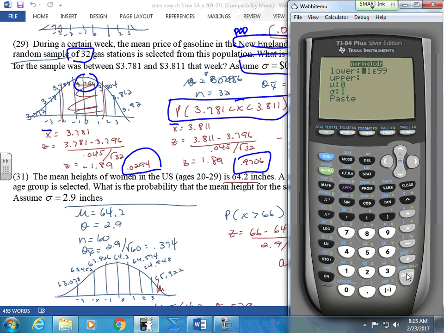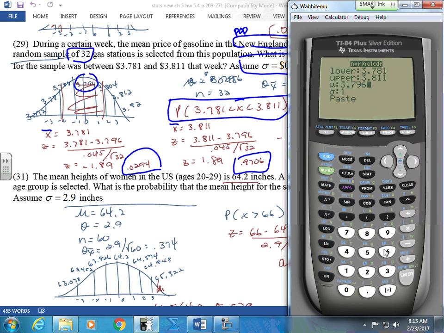You don't have to worry about your limits this time. I know some of you panic over where that limit is. But you have your endpoint. 3.781 and 3.811. You have to change the mean to reflect your mean, which was 3.796.